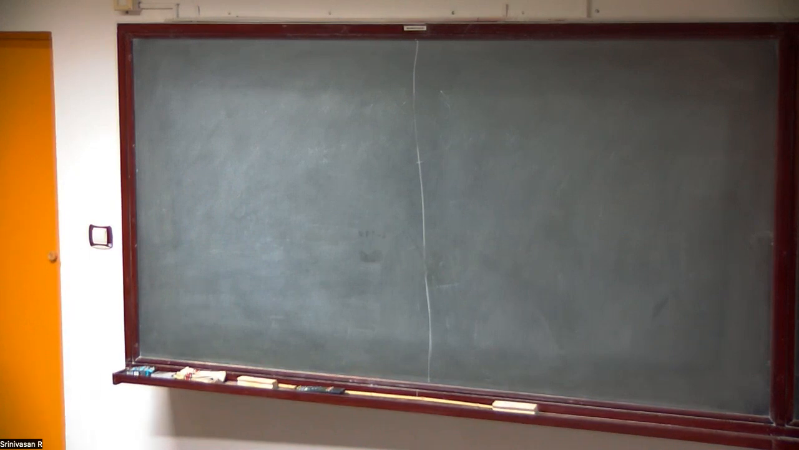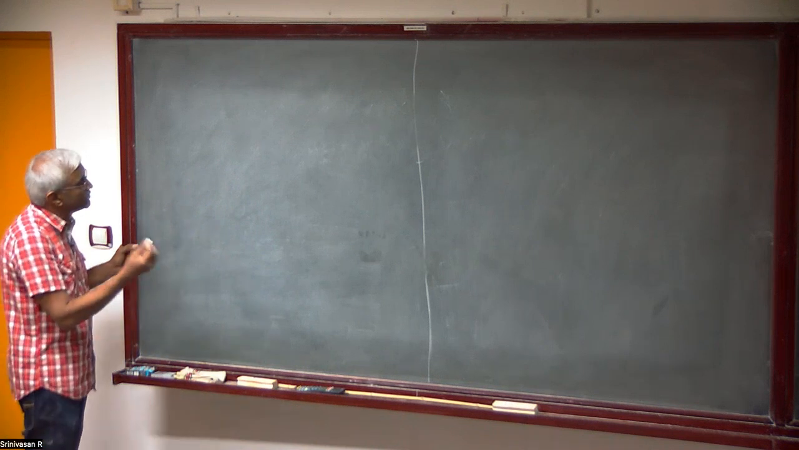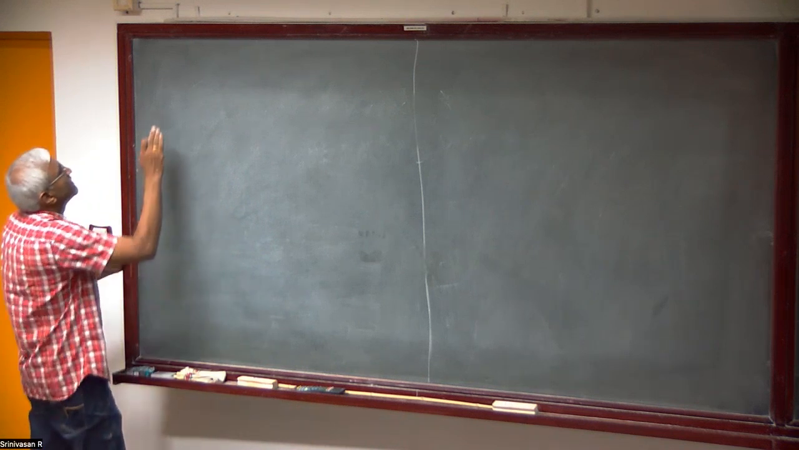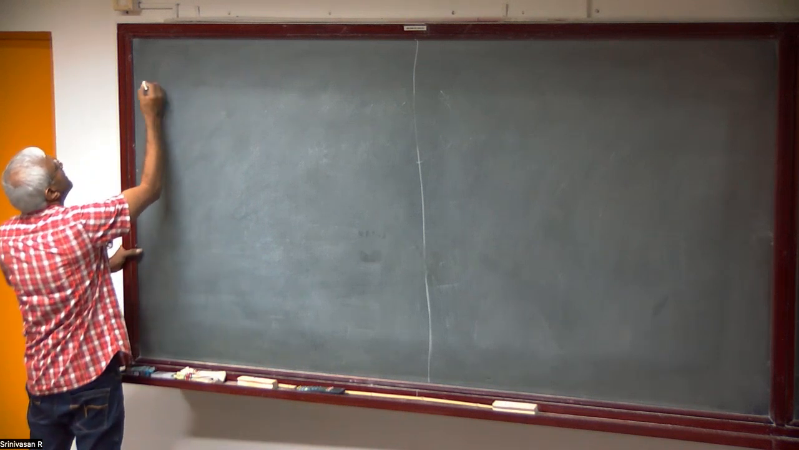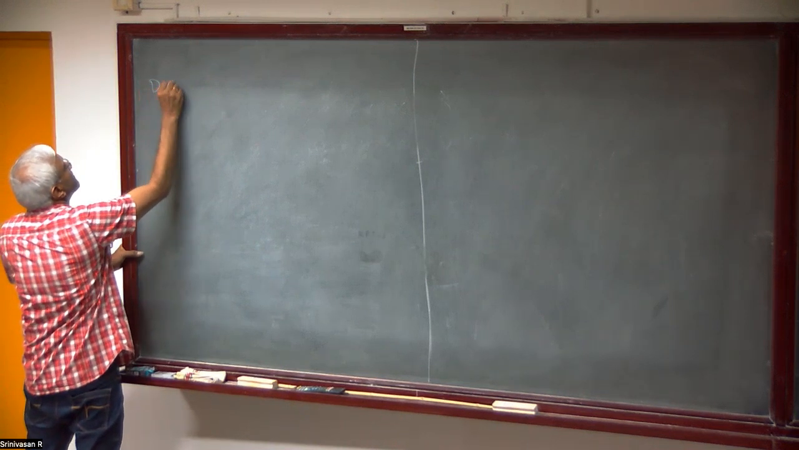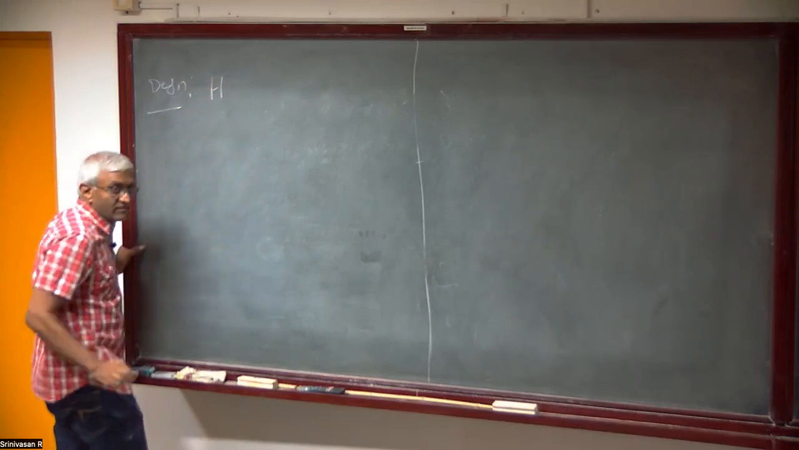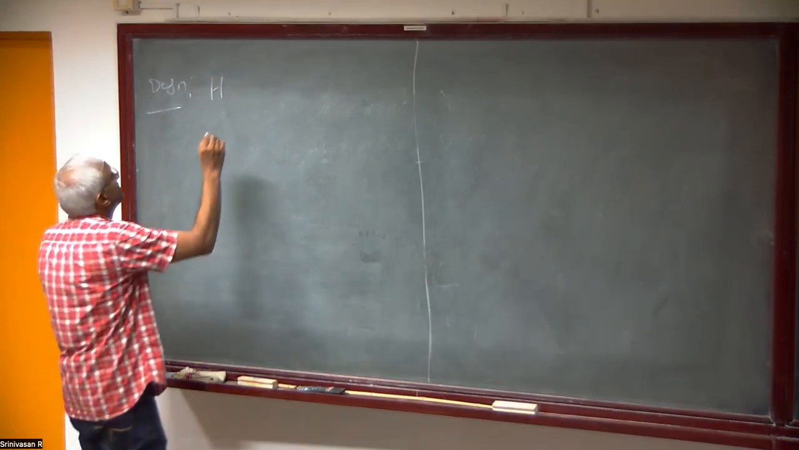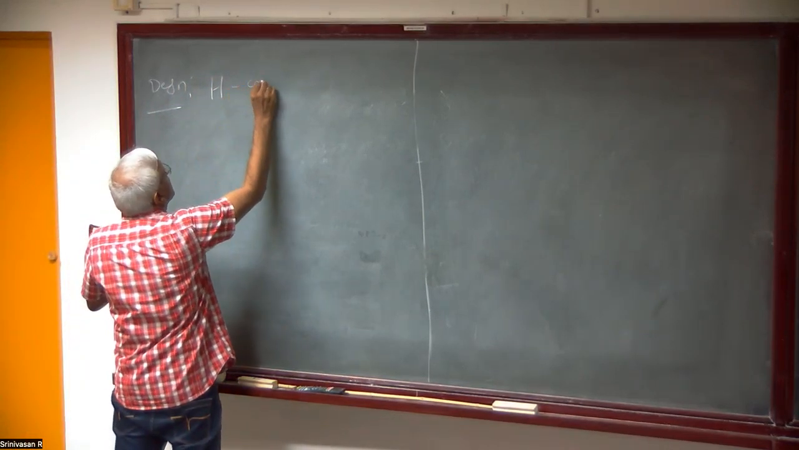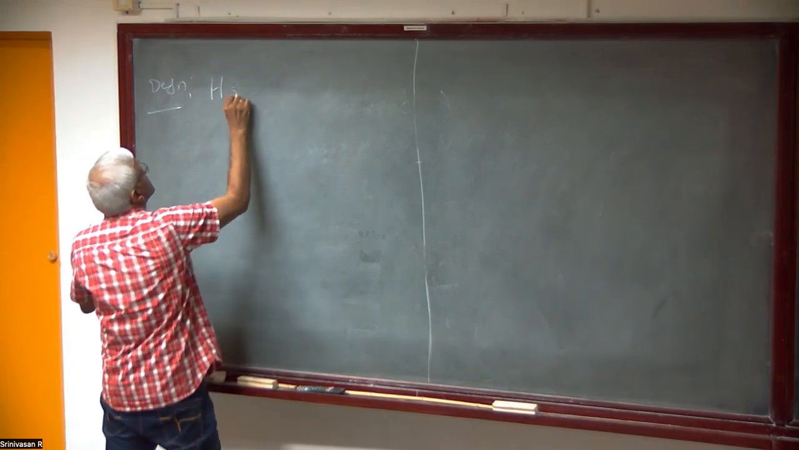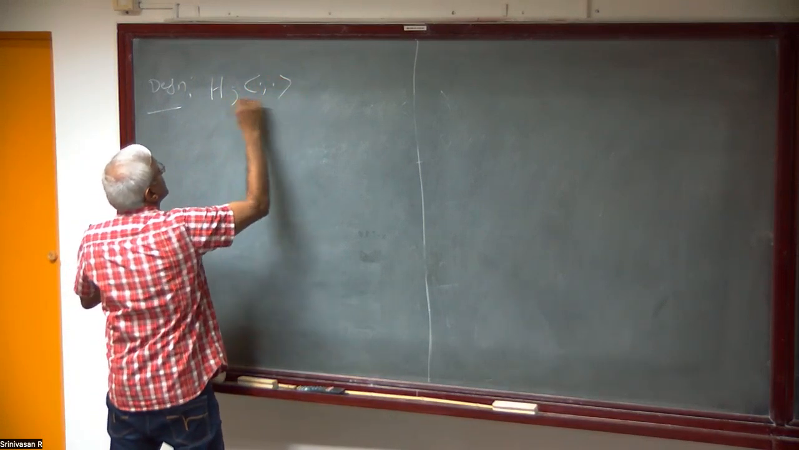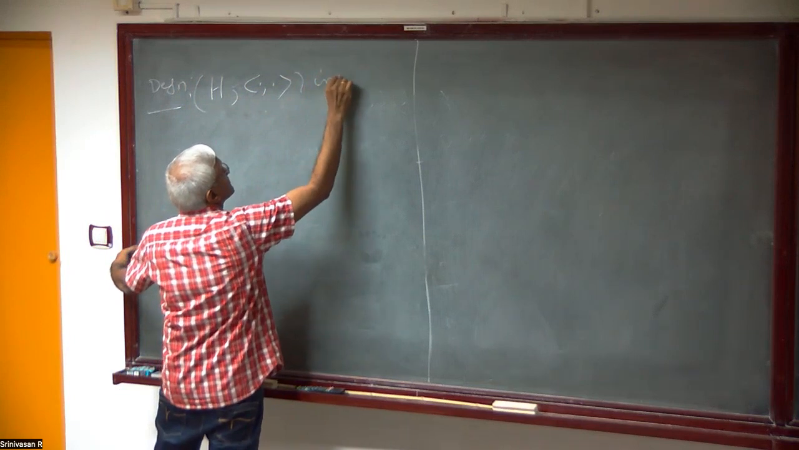So let's make the definition first. Definition. I use this letter H for the vector space now. This is a vector space. This is an inner product space, H with an inner product.